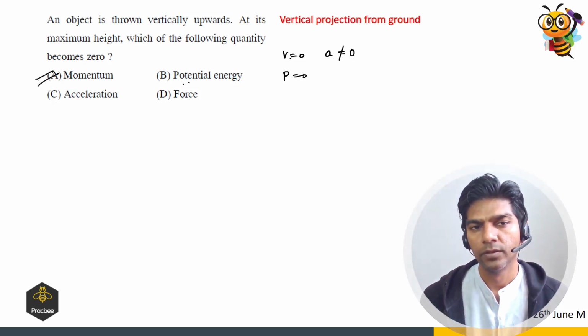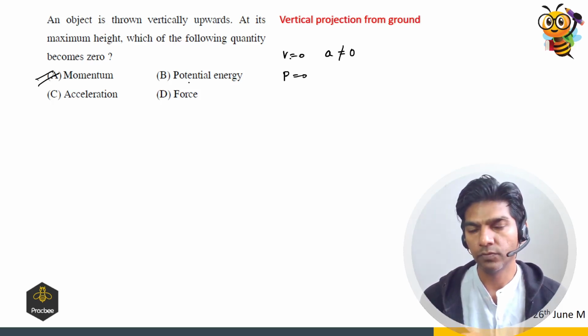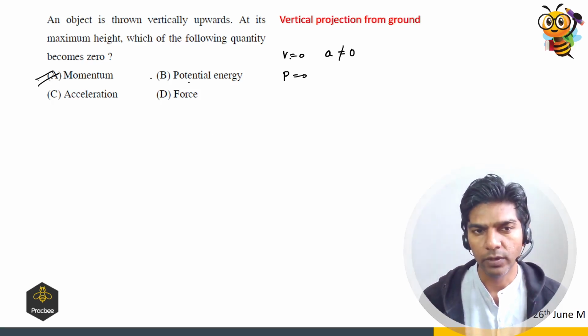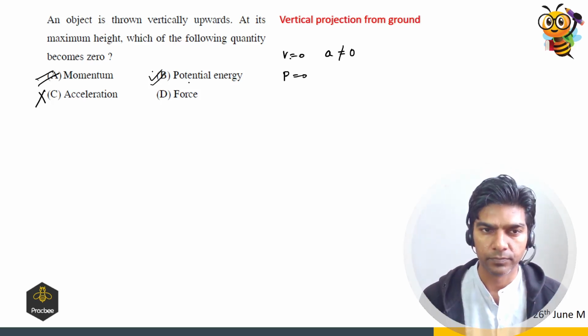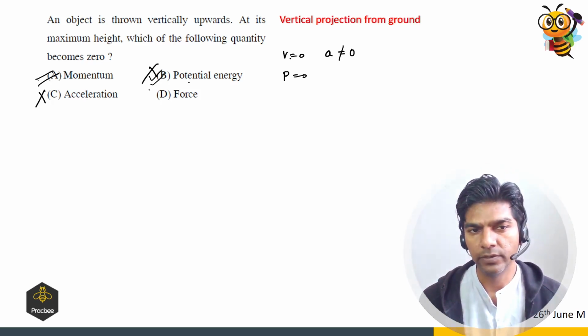Potential energy, if we assume potential energy of the ball when it is on the earth's surface is 0, then it will have increased potential energy. And acceleration is non-zero, so B can't be the answer. There will be a gravitational force, so D option is also incorrect. So option A is the right answer.